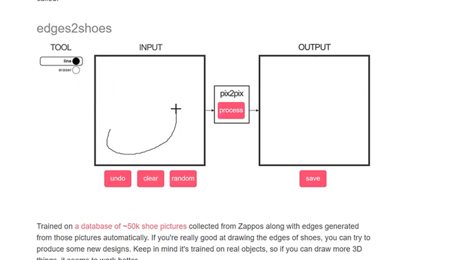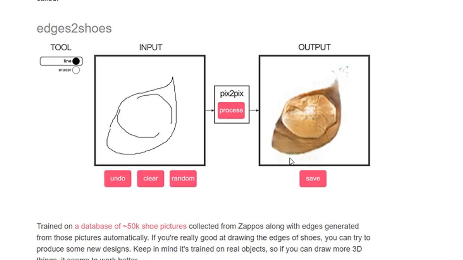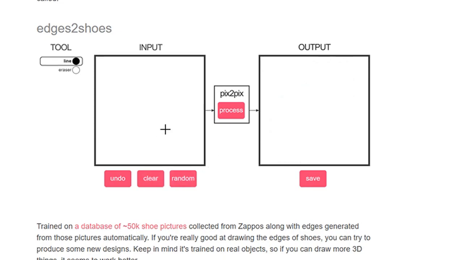So, like... I mean, that kind of just looks like a boat. But I'm sure people will enjoy. It's been trained on 50,000 pictures of shoes. If you're really good at drawing the edges of shoes, you can try to produce new designs. If you can draw more 3D things, it tends to... Oh, that's bread. That's some bread. There we go. Look, a good old work loafer.